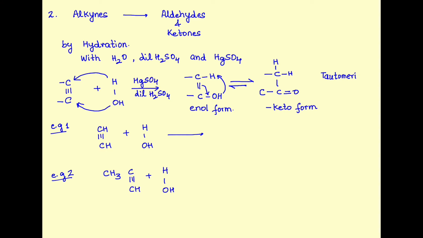It's like resonance. But in the case of resonance, it's the electrons which move from one place to the other. I hope you are familiar with the concept of resonance, right? So it is the electron movement which takes place, whereas the atoms remain in one place. Whereas in the case of tautomerism, the atoms are shifting position within the molecule. So our keto form is more stable, and that is what gives us the ketone, right?